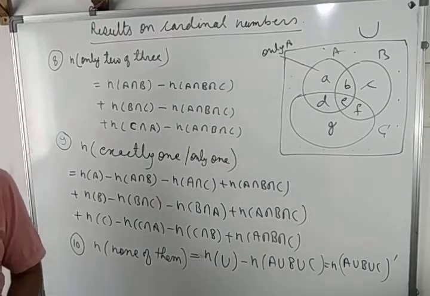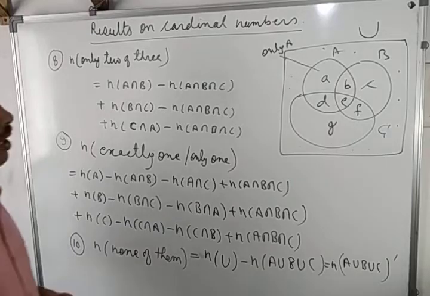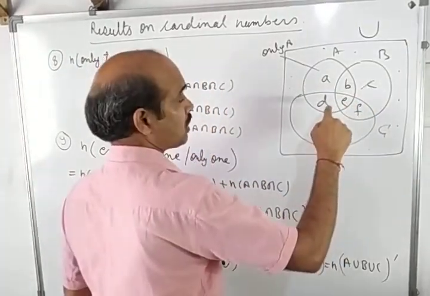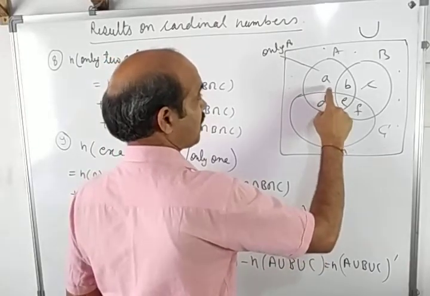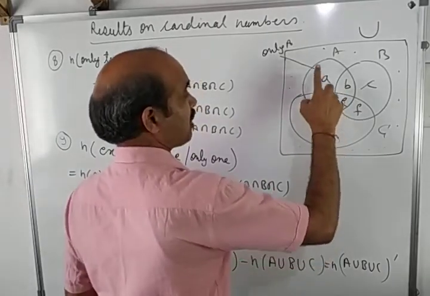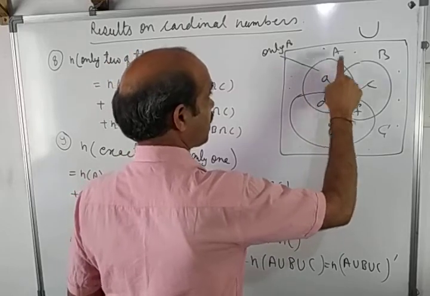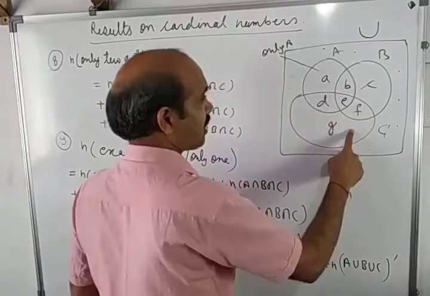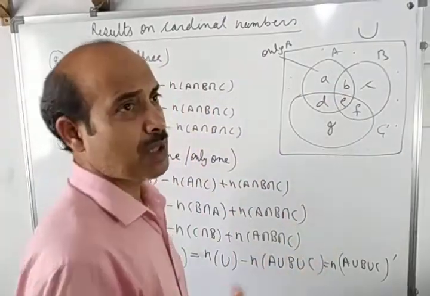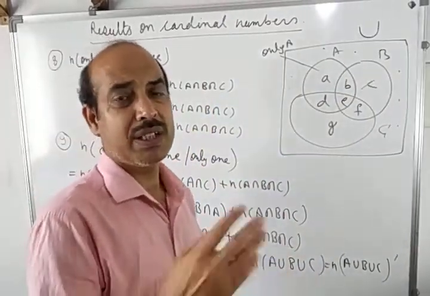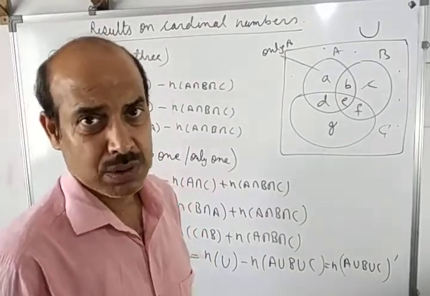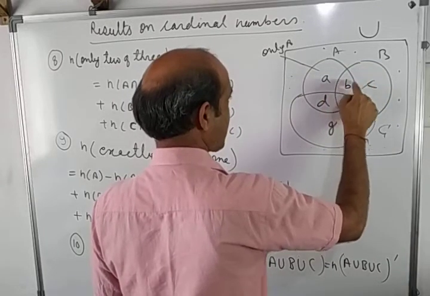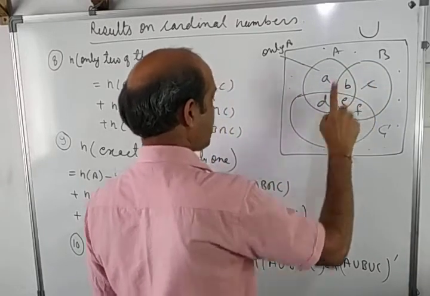Now one more is this: A and B but not C. If they are asking the number of players who are playing cricket and football but not volleyball, or any 2 but not the third, like they can say the number of students who are studying physics and maths but not chemistry, then whatever the physics and maths groups are, take their intersection minus the total intersection.